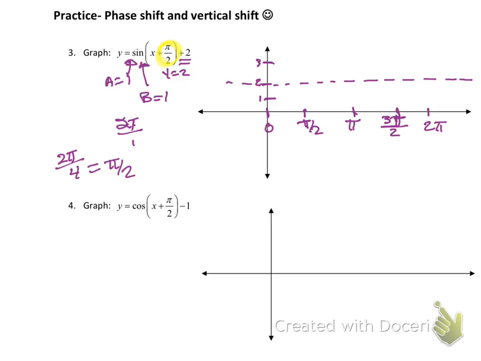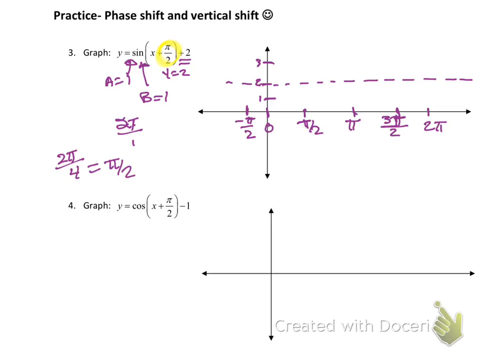Plus 2 pi tells me left 2 pi. So I need to extend my x-axis in the left direction, right? Since one tick mark to the right was positive pi over 2, one tick mark to the left is negative pi over 2. All right, now we're ready to graph.